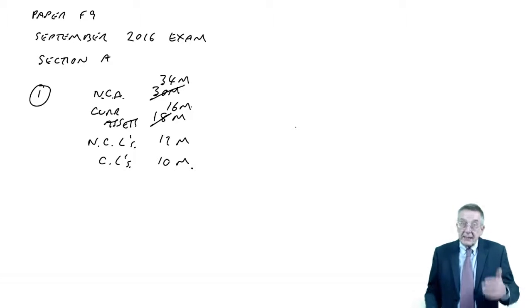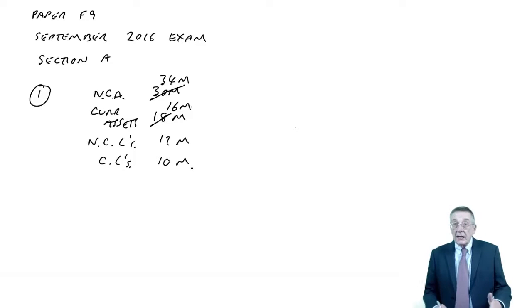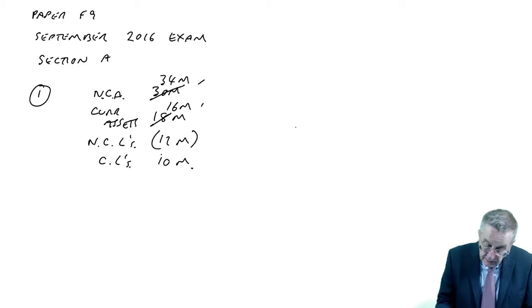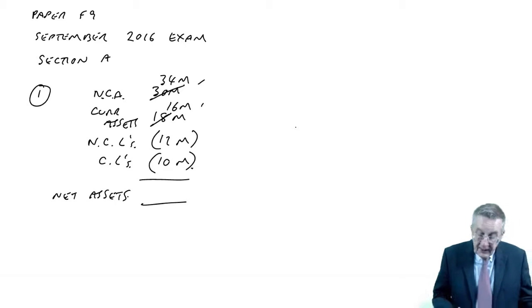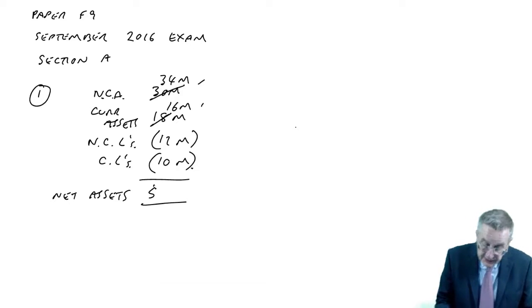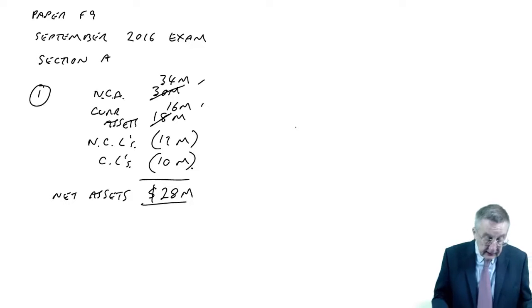Obviously, it's going to be asset value. And so what is the value of the net assets? Assets subtract the liabilities. So the net assets of the business, I should be able to do it in my head, but I won't risk it. 34 plus 16 minus 12 minus 10. The net assets are 28 million.